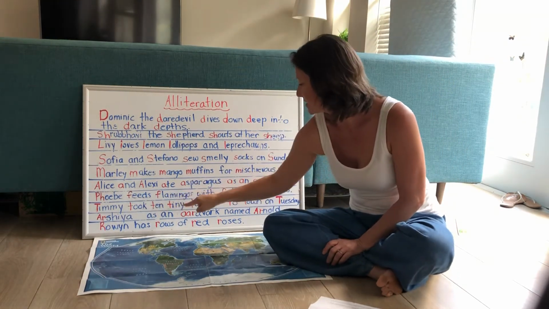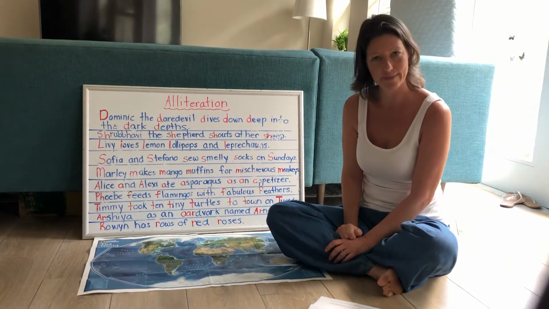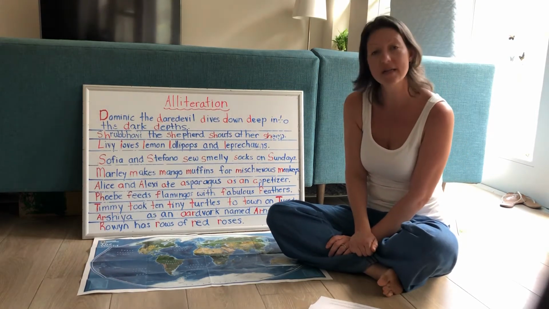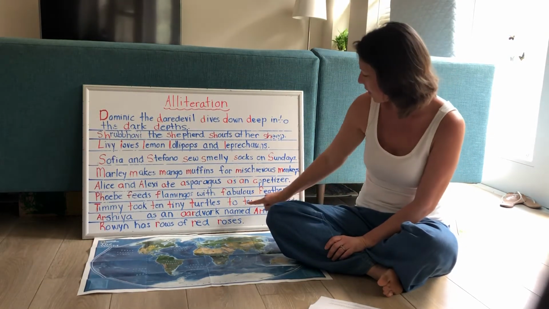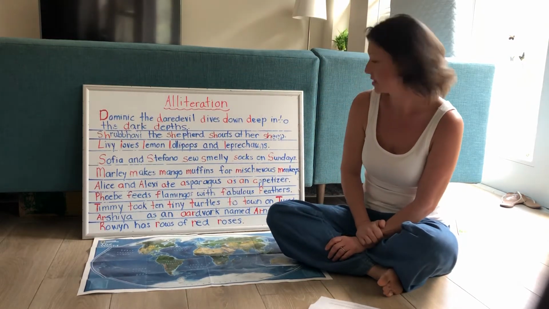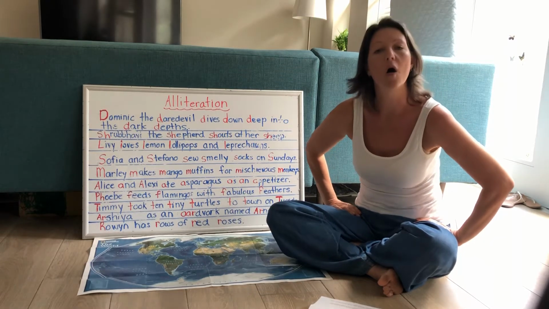Timmy took 10 tiny turtles to town on Tuesday. Timmy. Okay, so that was a pretty easy one. I heard a lot of t's in that sentence, and there they are, all in red, showing why the sentence is alliterative. Arshia has an aardvark named Arnold.